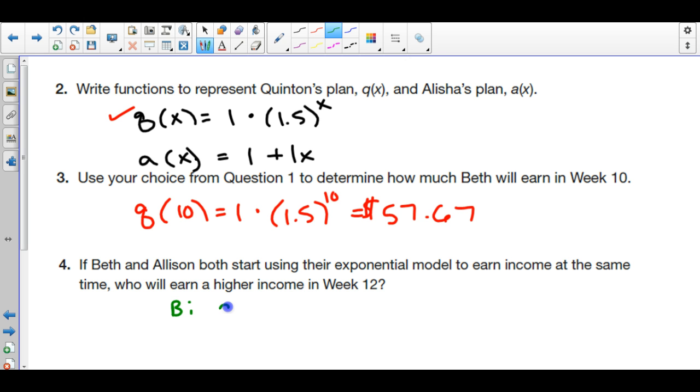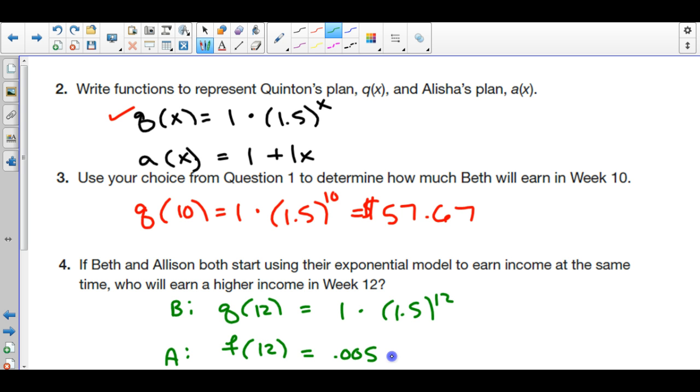So for Beth's, we're going to be evaluating q of 12. So we're going to do 1 times 1.5 to the 12th power. And for Allison's, we're going to evaluate that function that we had before, the one that had the 0.005, the half penny thing, times 2 to the 12th power. So if you evaluate these two, Beth's on top would come out to $129.75, and then Allison's would come out to $20.48.